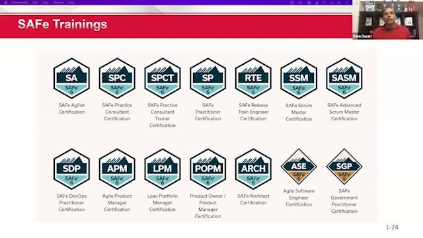SASM is the Advanced Scrum Master course. Again, it talks about more than what is taught in SSM, and it covers the advanced metrics they use. What are some of the cultural changes that need to happen? How can teams be successful? What are the things you look at more deeply so that you can identify problems much before they happen? Then there are other courses like APM, Agile Product Management.